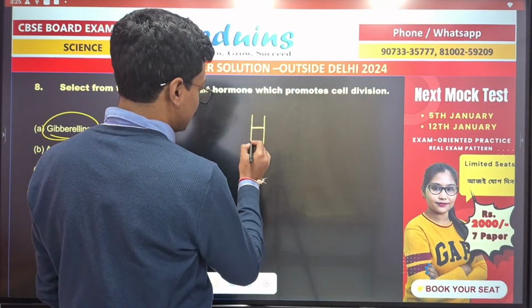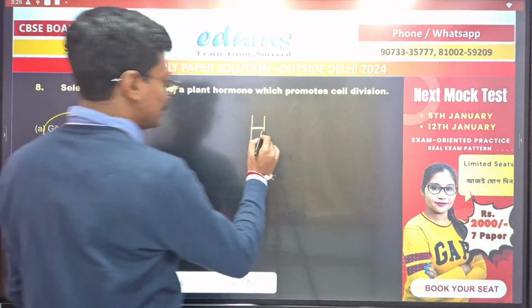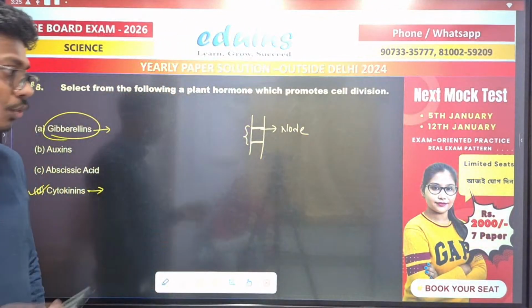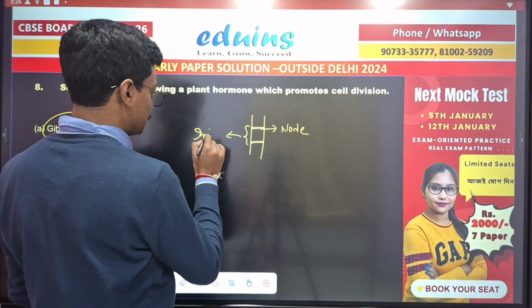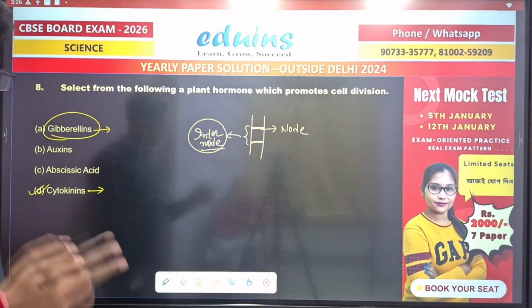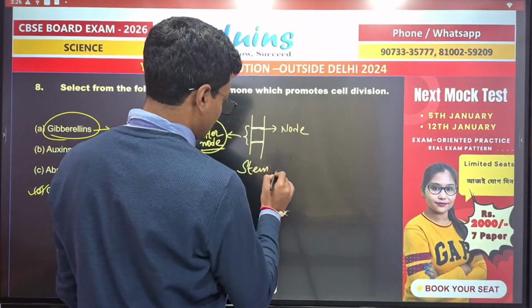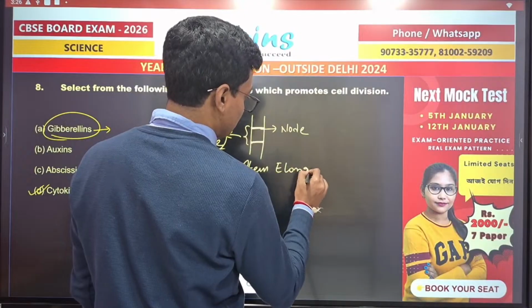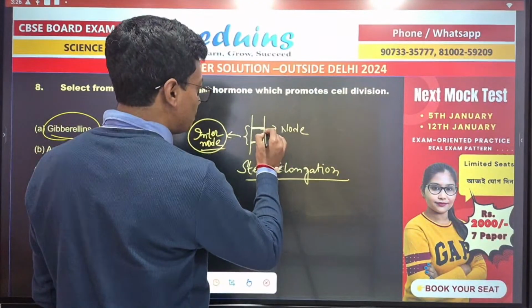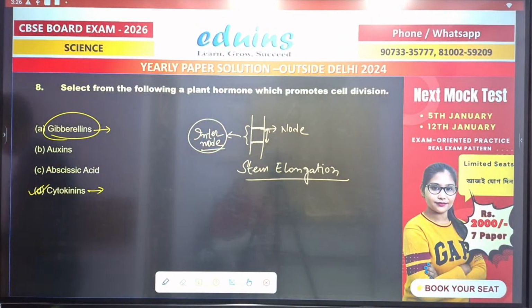Gibberellin is present in the node region in the stem, and the section between two nodes is known as the internode. The main function of gibberellin is stem elongation. Stem elongation means the gap between two nodes is enlarged or elongated. Clear, Aman?